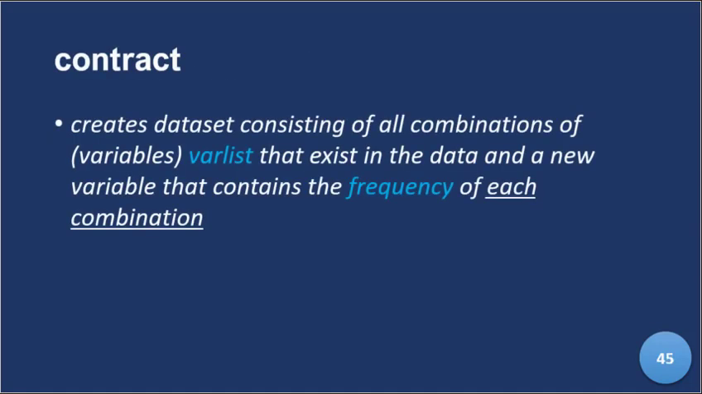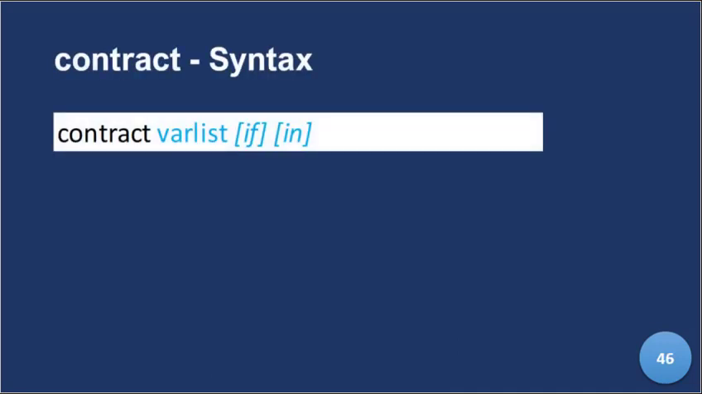So let's look at the syntax for contract. It creates a data set from a data set, because what you have in front of you is a data set, but by the time contract works, it creates another data set consisting of the combinations of variables you specified, and a new variable that contains the frequency of each combination. That's how contract works, and it's very straightforward. Contract varlist. Now I told you can do multiple variables. Very key.